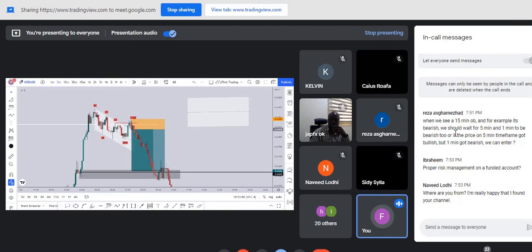Okay, so you're saying if you get confirmations for a bearish entry in 1 minute, but you are not getting confirmation in 5 minutes for a bearish entry, can you enter? Yes, you can enter with proper risk management. If you have backtested that thing, then you can definitely enter.